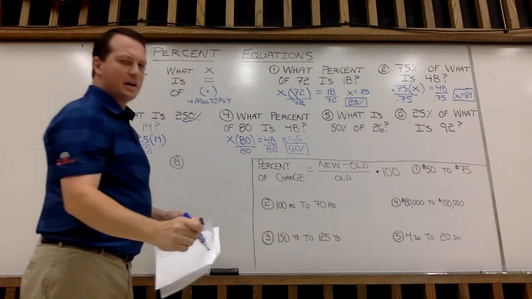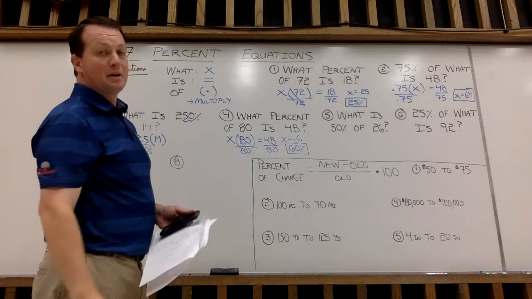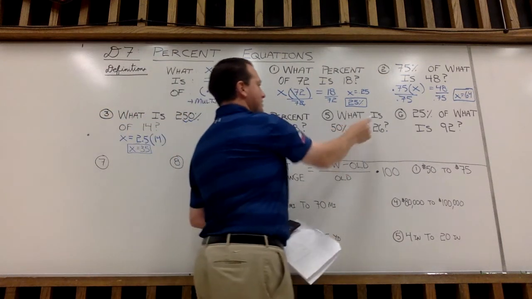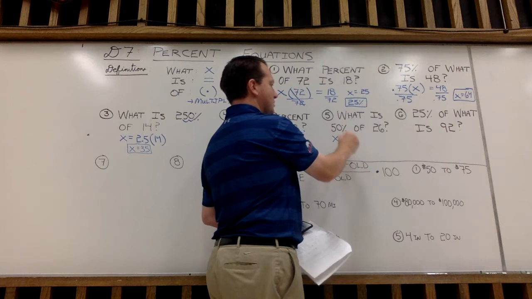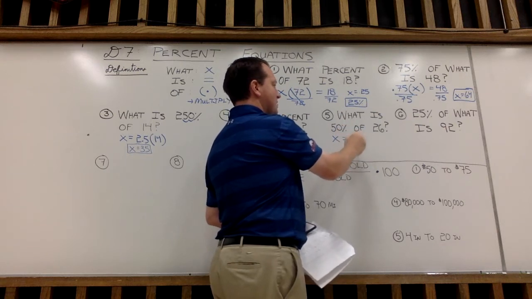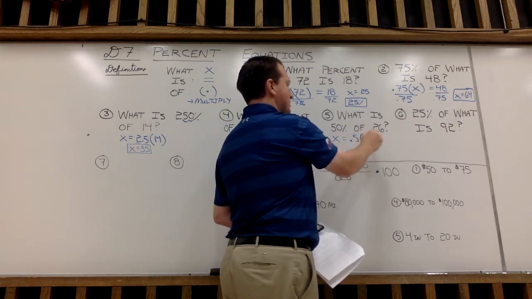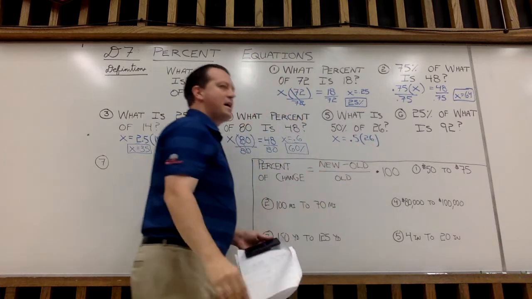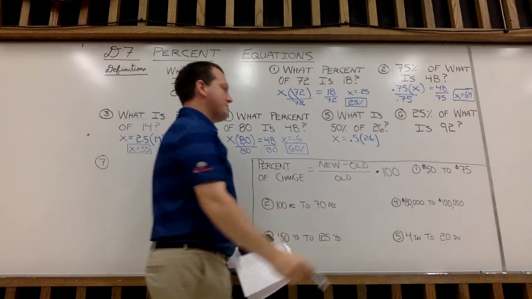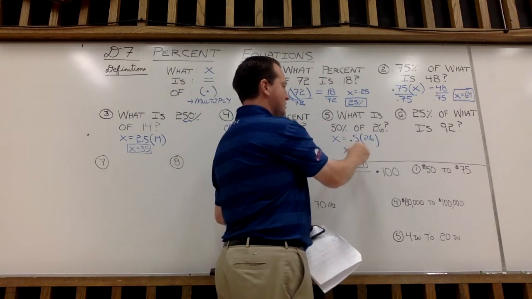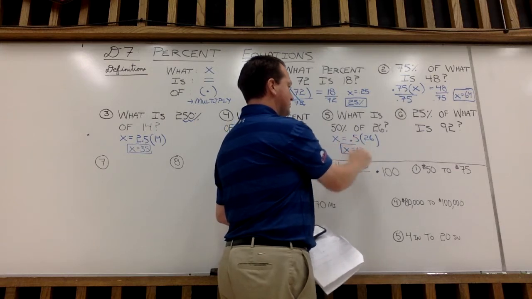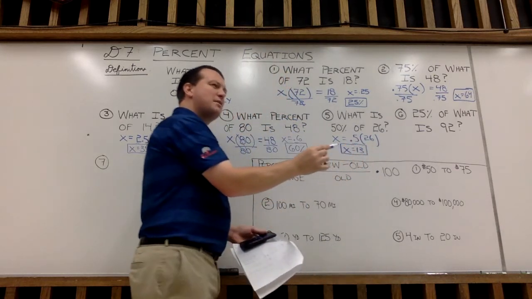Are we having fun yet? 5 you might be able to do in your head. What is x, equals 50%, 0.5, of, times 26? Well, 0.5 is half, so I can even do this one in my head. Half of 26 is a lucky 13. Is it Friday the 13th? Nope.